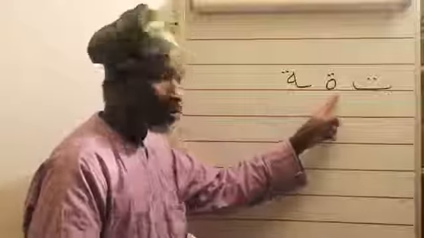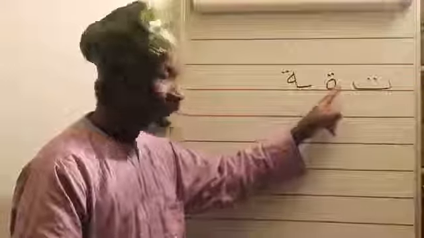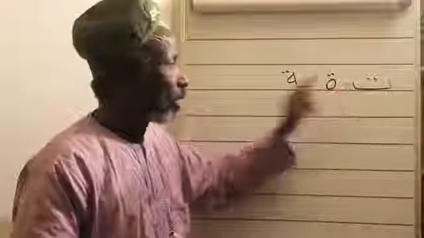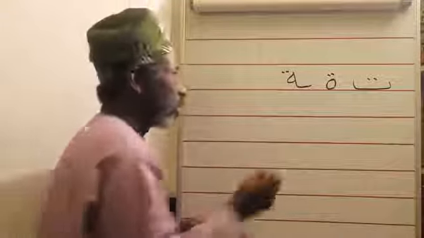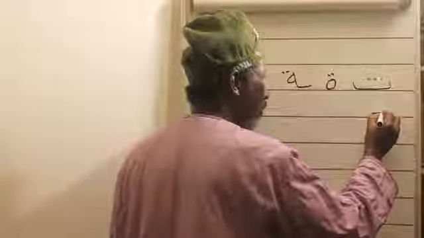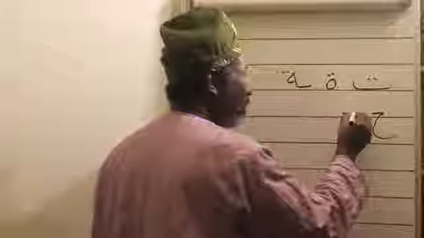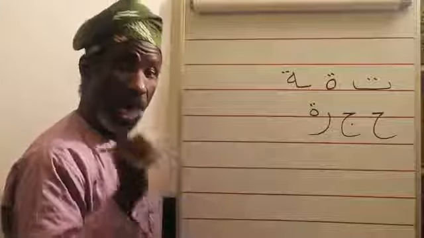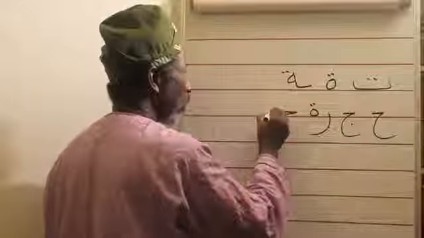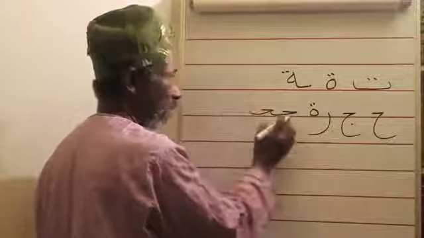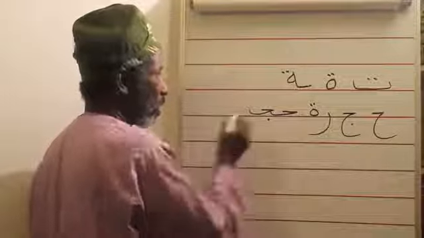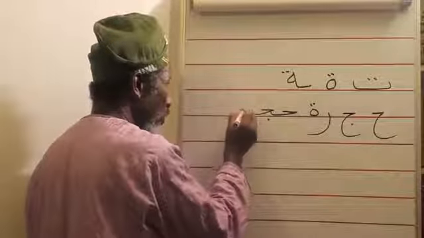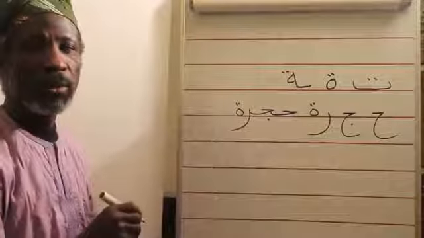Now, this type of ta marbuta is written like this when you have a naughty letter before it: alif, dal, dhal, ra, zain, or waw. For instance, if I give you four letters, which we found: ha, jim, ra, and ta marbuta. That will be joined as follows. Ha at the beginning, jim in the middle, ra. Because this is a naughty letter, it cannot be extended. So ta marbuta, we use this standalone. Ta marbuta. That's how it's going to look.